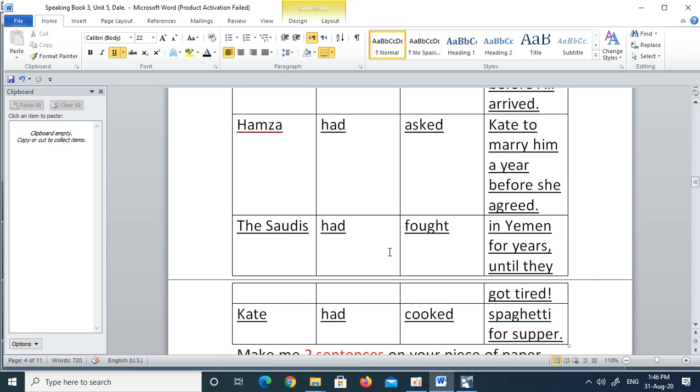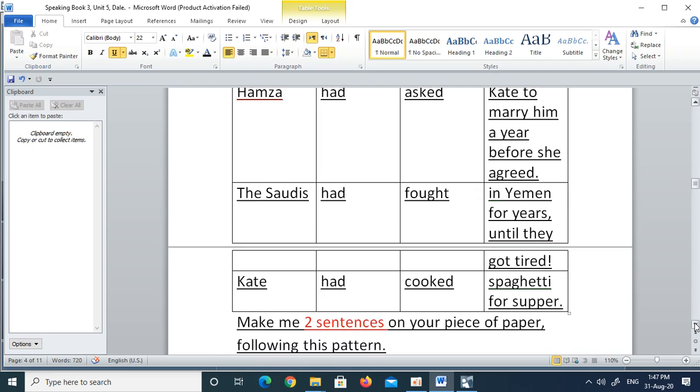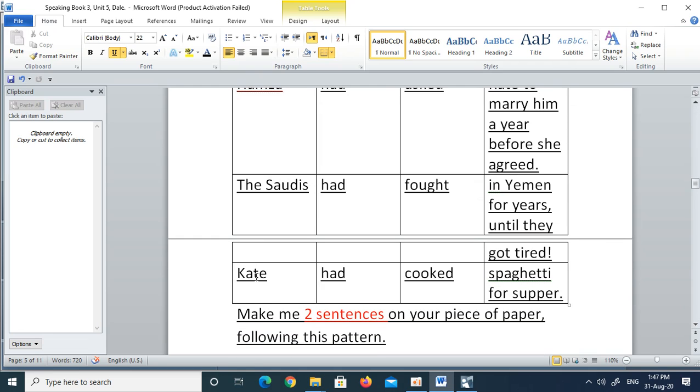The Saudis had fought in Yemen for years until they got tired. The Saudis is our subject, had is our second block, fought is the past participle of the verb to fight, and our predicate, in Yemen for years until they got tired. Our last example, Kate had cooked spaghetti for supper. Kate is the subject, had is the auxiliary verb, cooked is the past participle, and our predicate, spaghetti for supper.